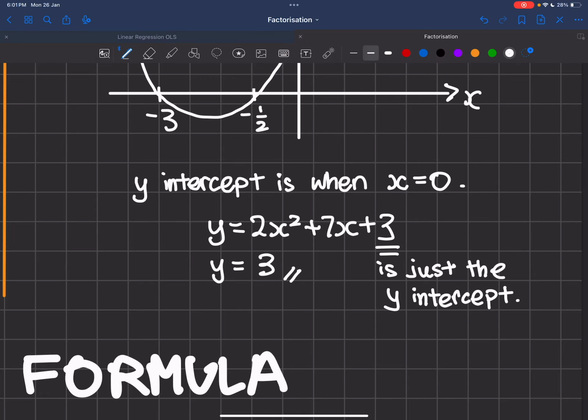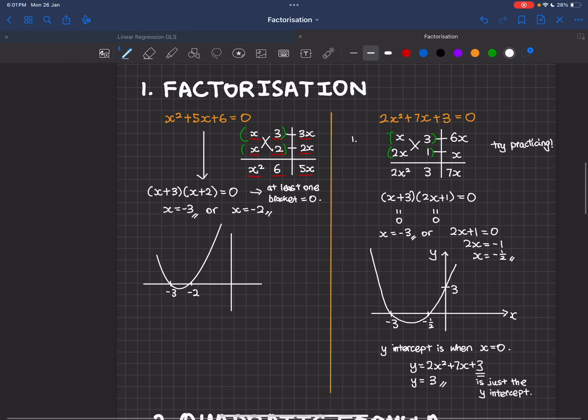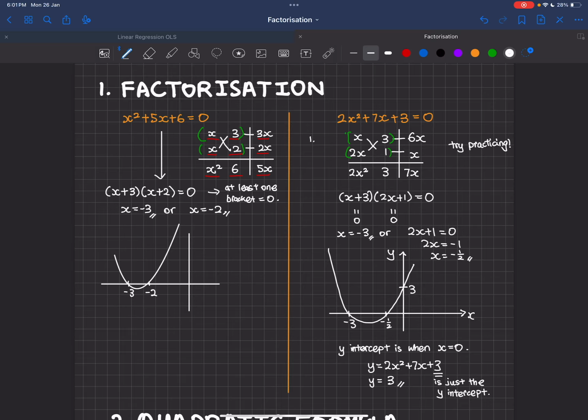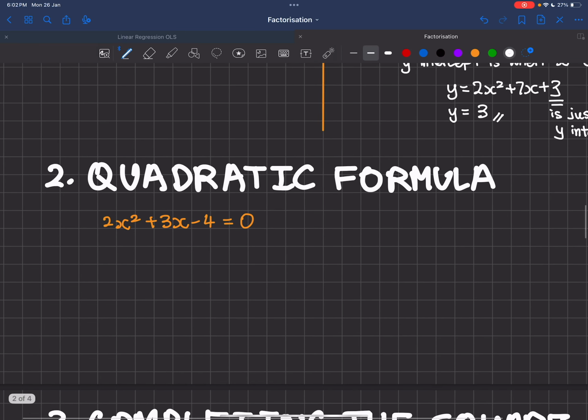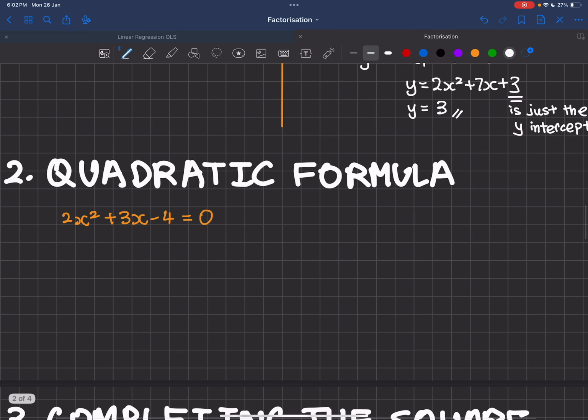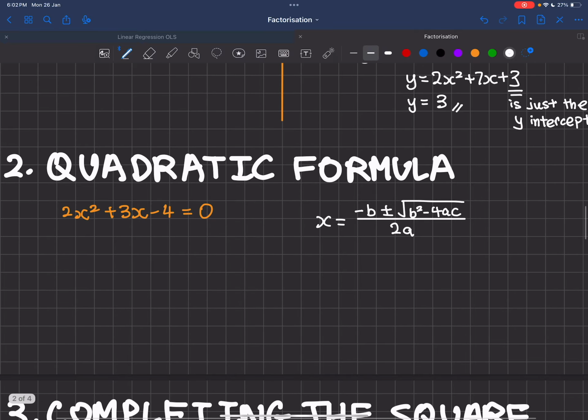All good? Hope that's clear. As we can see, 3 makes sense. So that's our first method of factorization. Now we have our second method, which is the quadratic formula. What is the quadratic formula? Actually, there's a song about it on YouTube. X equals negative b plus or minus the square root of b squared minus 4ac over 2a. You don't need to know where this is from, but that is the formula. So let's solve this.